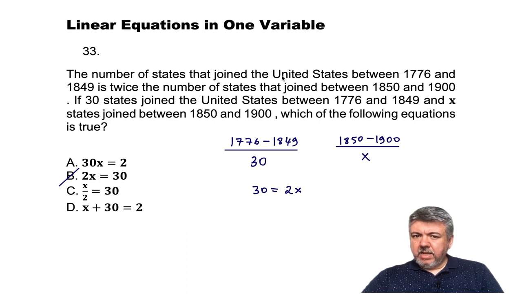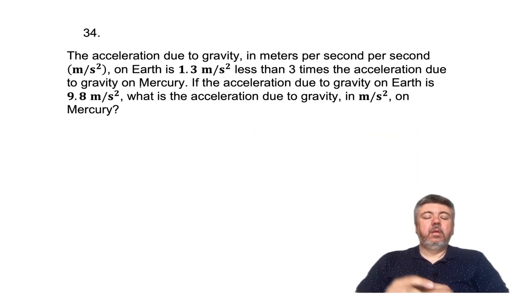The number of states that joined the United States is twice the number of states that joined. Yeah, that's correct. So here 30 and here X. 30 here is 2X. That's correct.